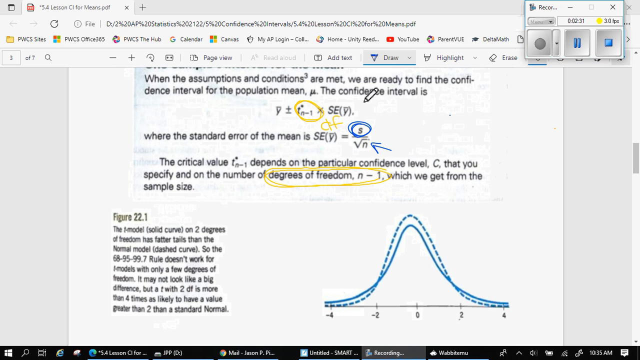I want to point out, too, that in the book, they use y bar for a sample mean where we will use x bar in the calculator, x bar when I talk about it. So just know that in the book they use y, we're going to use x. I don't want you to be confused. They mean the same thing, sample mean.